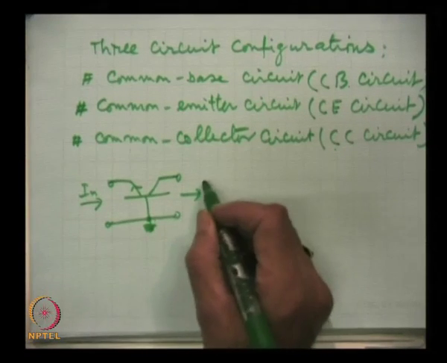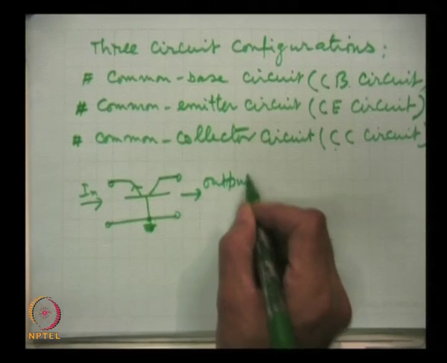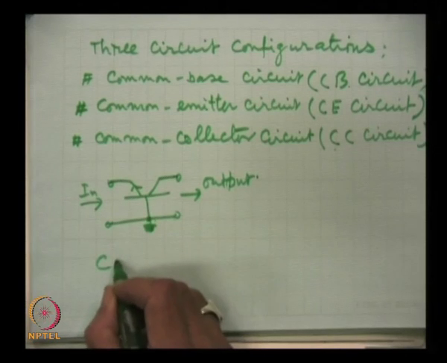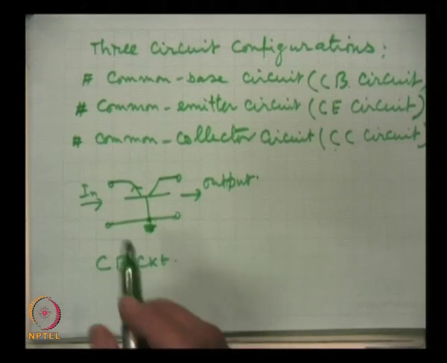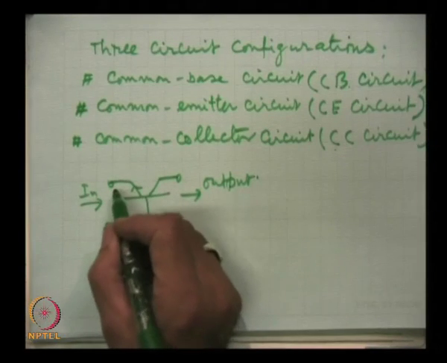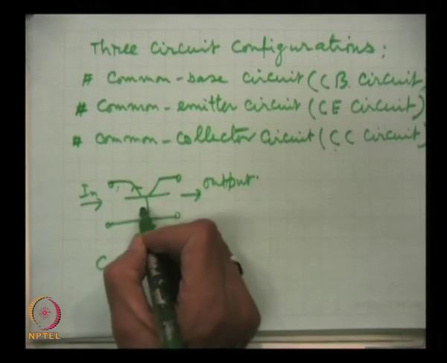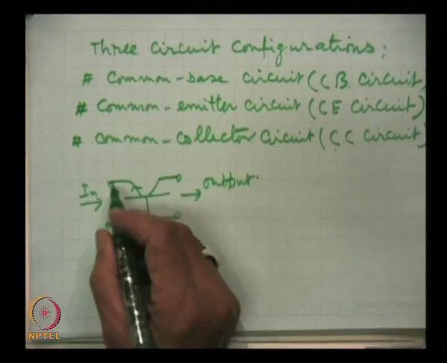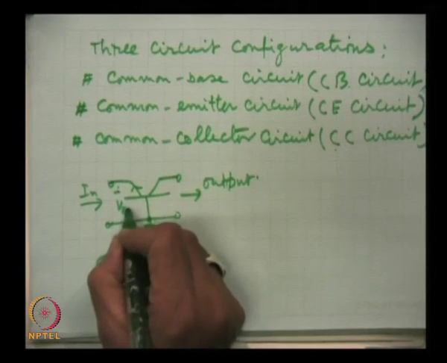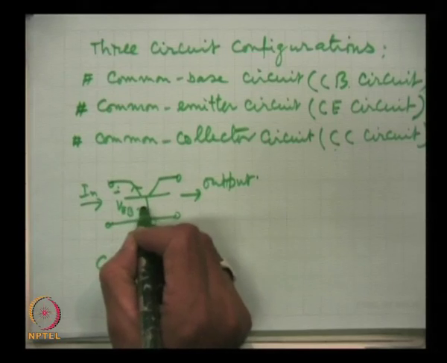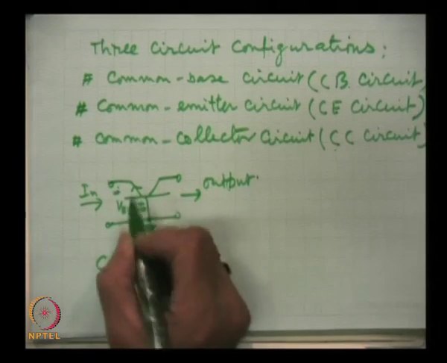This is output, this is CB circuit, and this voltage between emitter and base, this is called VEB, E emitter, between emitter and base. Here this is positive, this is negative.